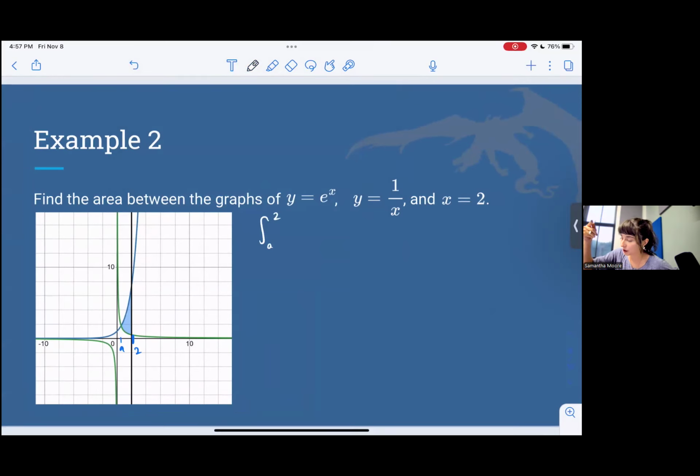And then I'm going to take my upper function, which again, in this region, the function that is higher up is going to be the e to the x. The function that's lower down is the 1 over x. So I'll take my upper function minus my lower function, dx. Again, I need to figure out what that value of A is. And that's going to be a place where my two graphs intersect. So I know that I want 1 over x to equal e to the x.